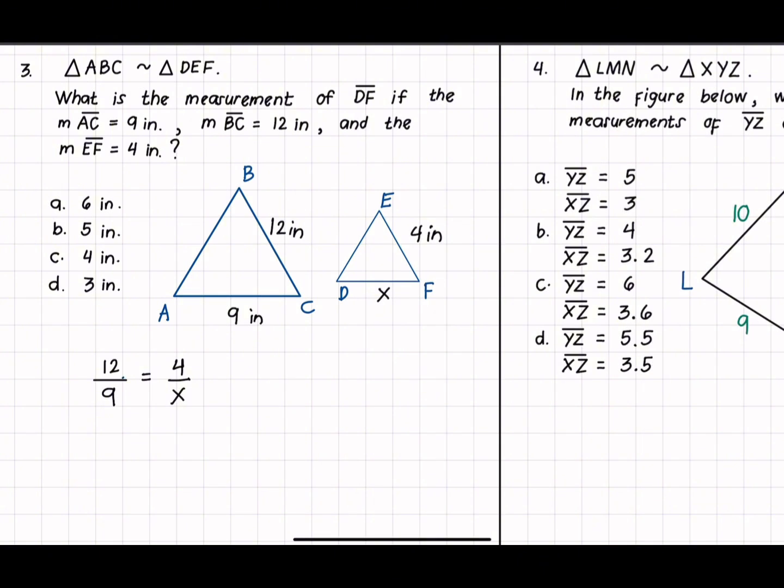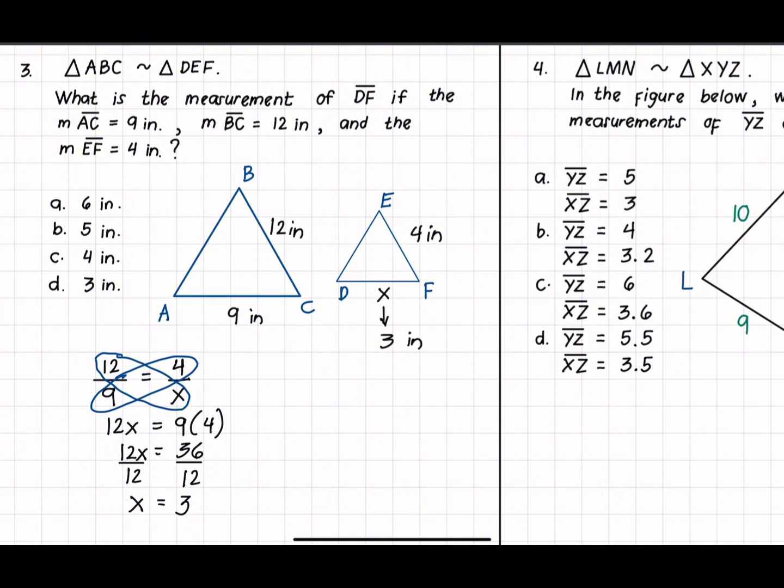So applying cross multiplication, we have 9 times 4 and 12 times X. 12 times X is 12X is equal to 9 times 4. So 9 times 4 is 36. Bring down 12x. Since we are solving for x, we can divide both sides by 12. So x is equal to 36 divided by 12, which is 3. So we now know that x is equal to 3 inches, which is letter D.